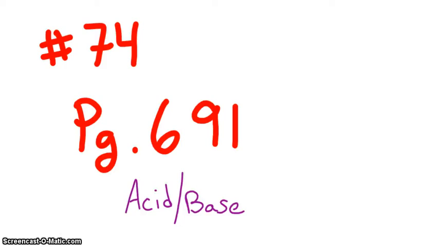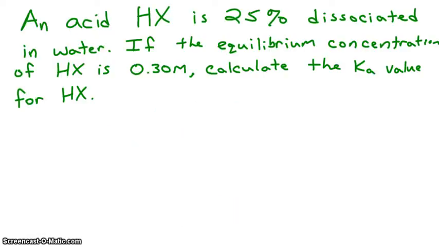Problem number 74, page 691, acid-base chemistry. An acid, HX, is 25% dissociated in water. If the equilibrium concentration of HX is 0.30 molar, calculate the Ka value for HX.